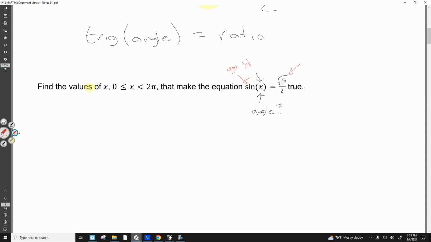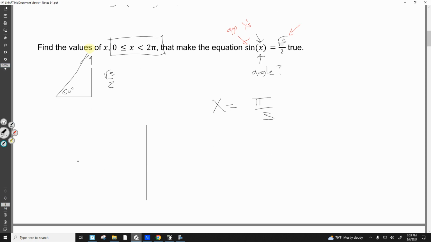Most of you were dead on when thinking about needing a 30, 60, 90 triangle whose opposite side is root 3 over 2. The sine of 60 degrees is root 3 over 2. You guys then said x equals pi over 3. Great, you're halfway there. Why? Because there's another angle between 0 and 2 pi where the sine of the angle equals root 3 over 2.